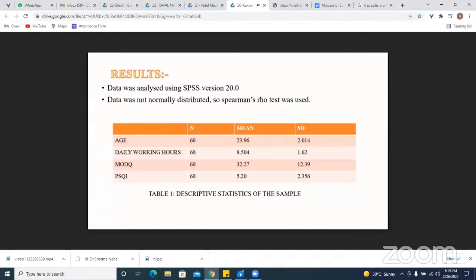Then the results. The data was analyzed using SPSS version 20. The data was not normally distributed, so I applied Spearman's rho test. The mean and standard deviation of the age, the working hours of the office workers, and the mean and standard deviation of the modified Oswestry Disability Questionnaire and Pittsburgh Sleep Quality Index are as below.